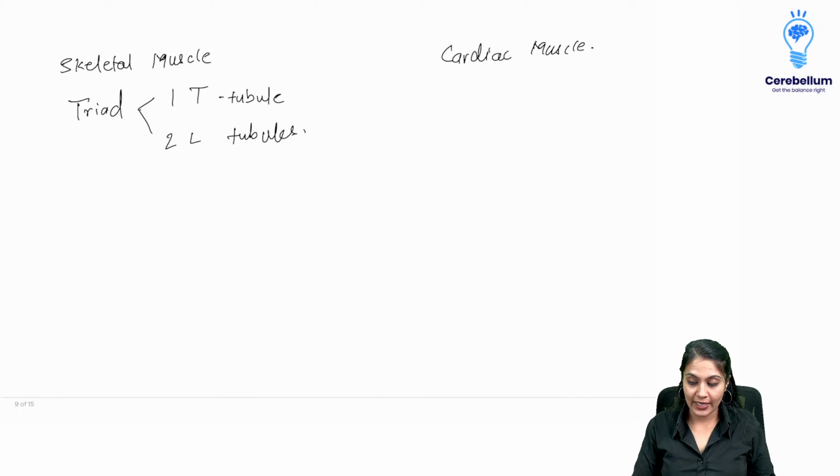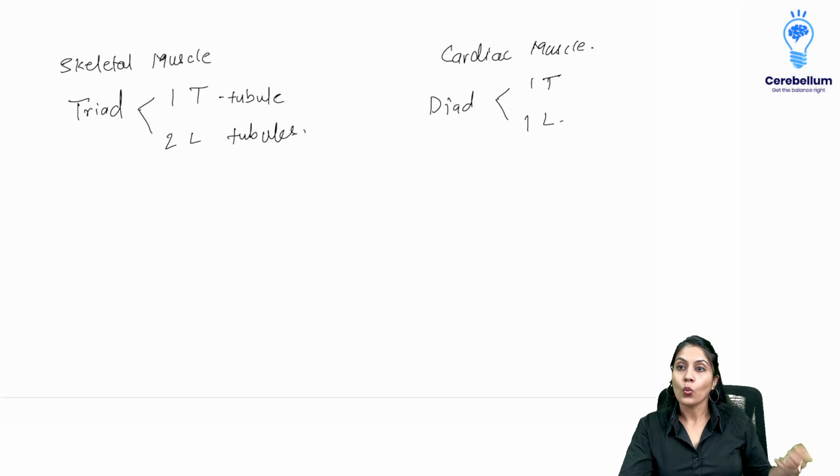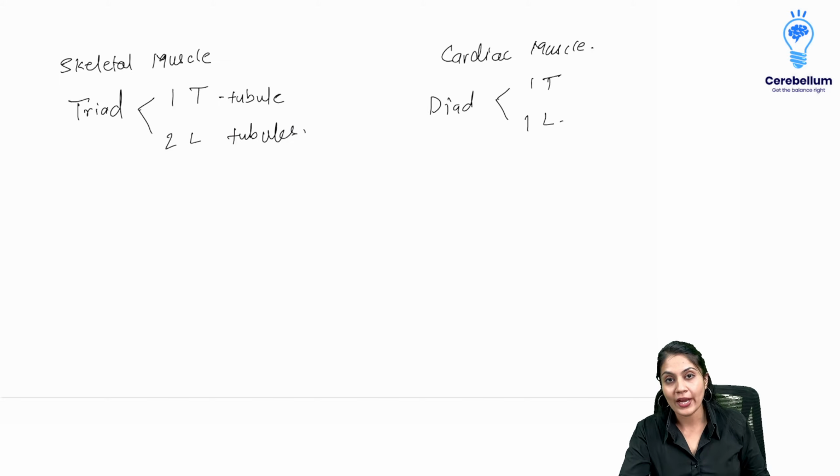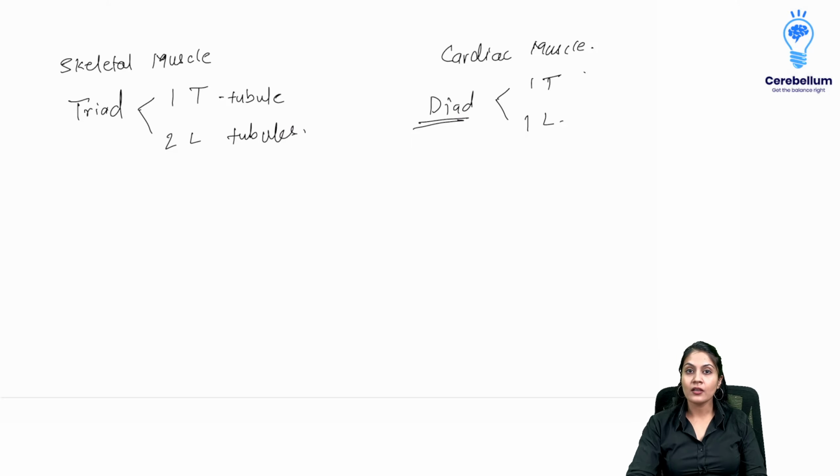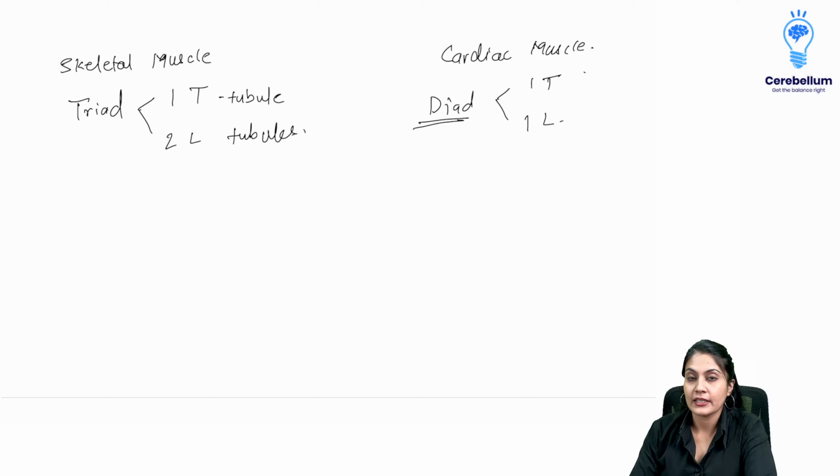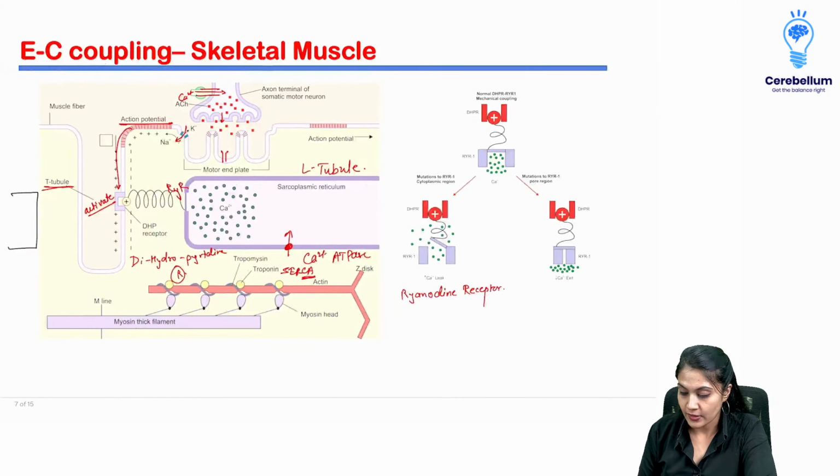In case of cardiac muscle, it is going to be a dyad, one T and one L. For every T tubule, we are going to have one L tubule. That is known as a dyad, which is going to be present in the cardiac muscle. Two sources are there. Dyad is there. Everything is two, two, two in the cardiac muscle cells. Okay. So please remember that they are going to ask what is the triad, what is the dyad. You should be able to tell them that this is the dyad and this is the triad.